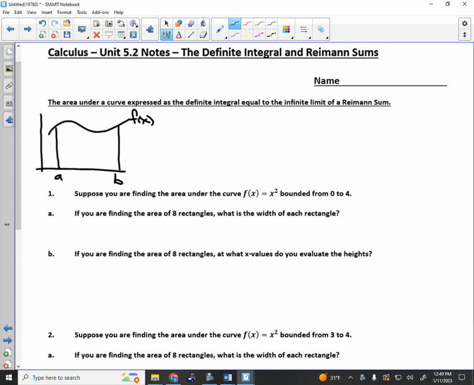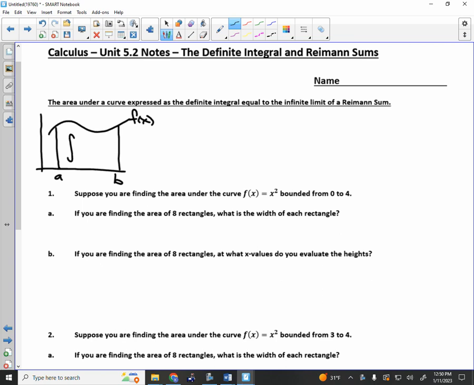It is time to move from approximations to exact. Are we ready? We have the function f of x, bounding this area from A to B. The way that we represent that using calculus is something called the definite integral. And it looks like this.